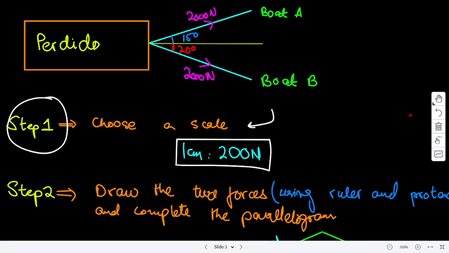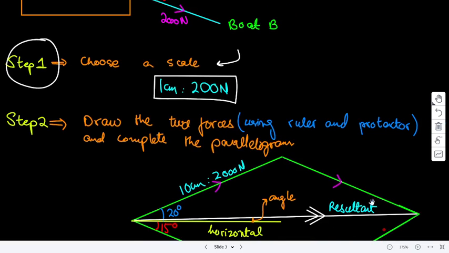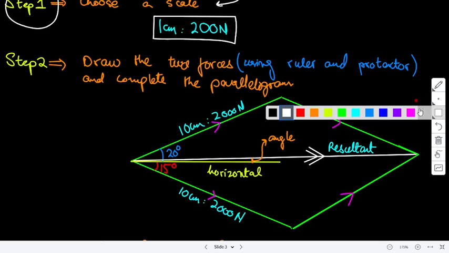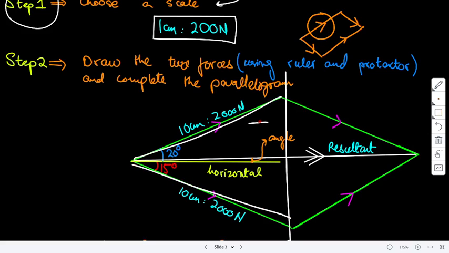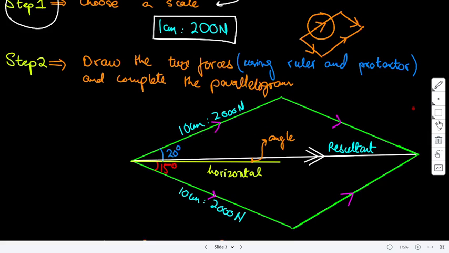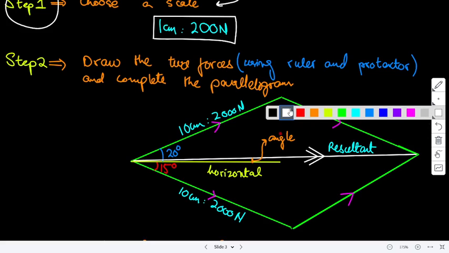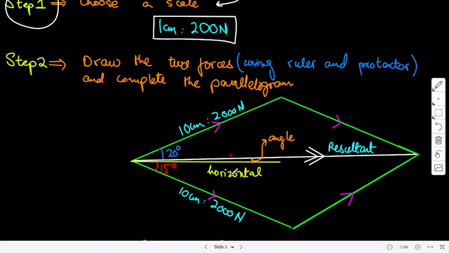Then you draw a parallelogram. Step 2 is drawing a parallelogram. A parallelogram is a simple four-sided figure in which opposite sides are parallel. It is drawn like this. This is my force A of tugboat A and this is my force B of tugboat B. So first I draw this portion of the parallelogram. The first thing I draw is the horizontal line, which is drawn in yellow. It is also represented as horizontal right here. I draw the horizontal line.